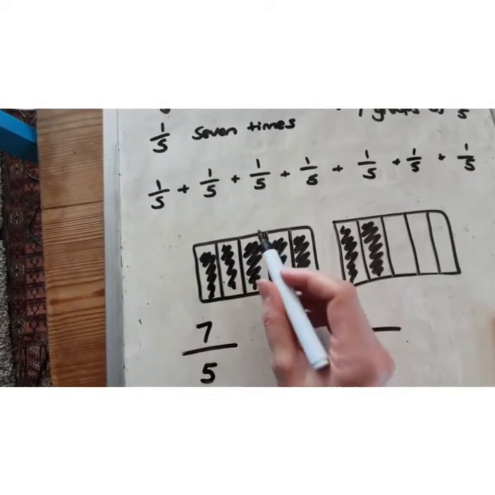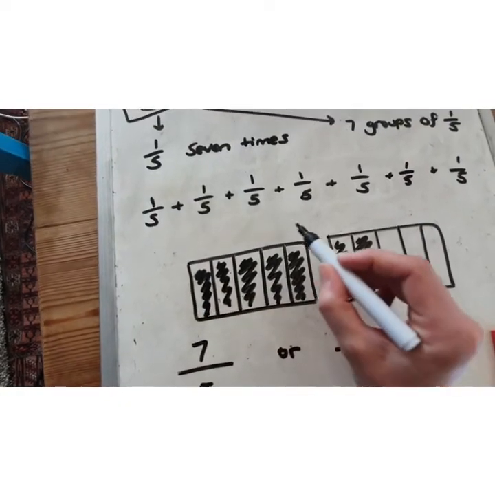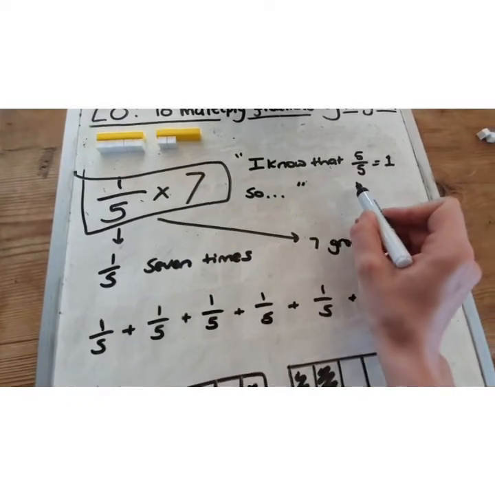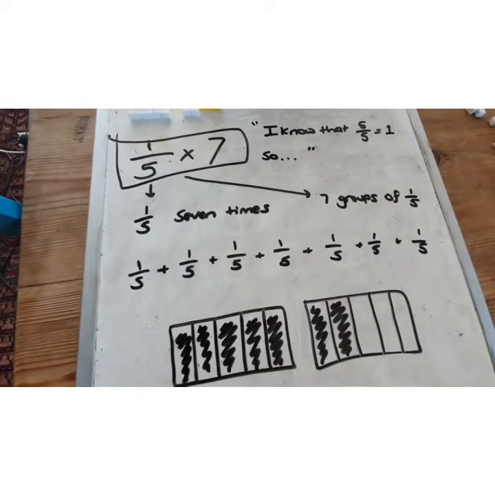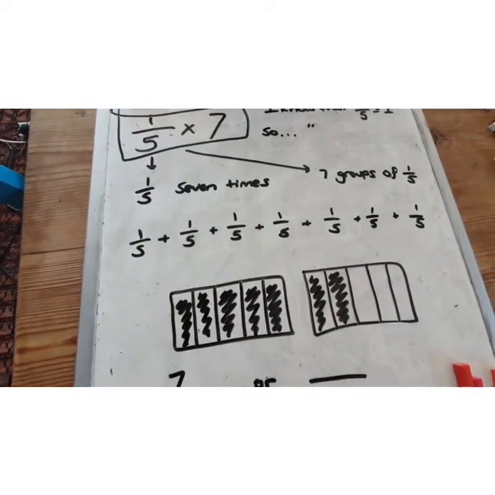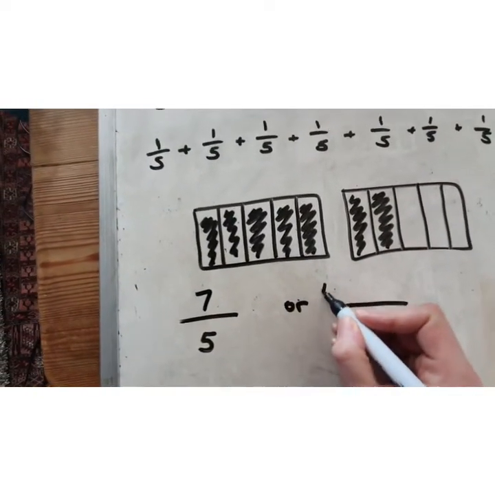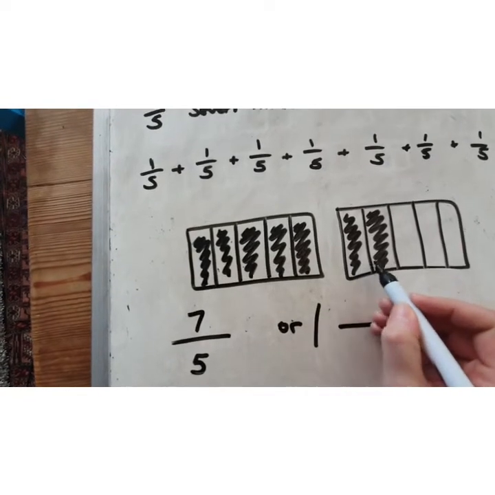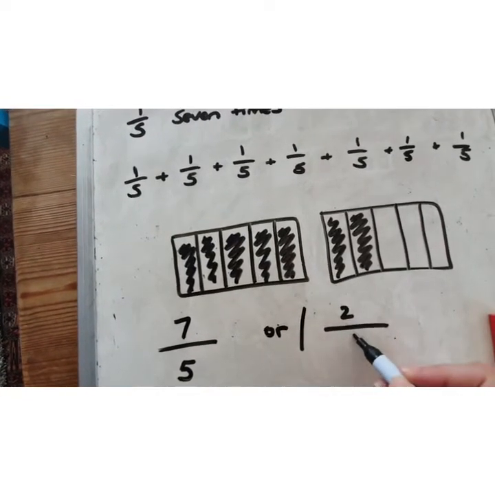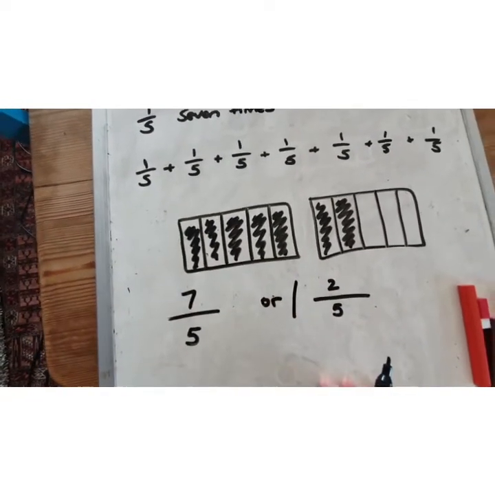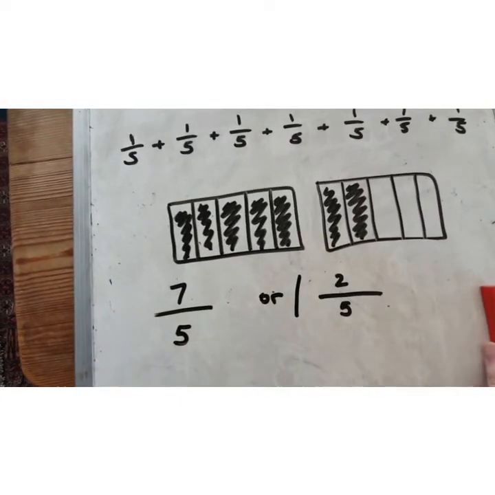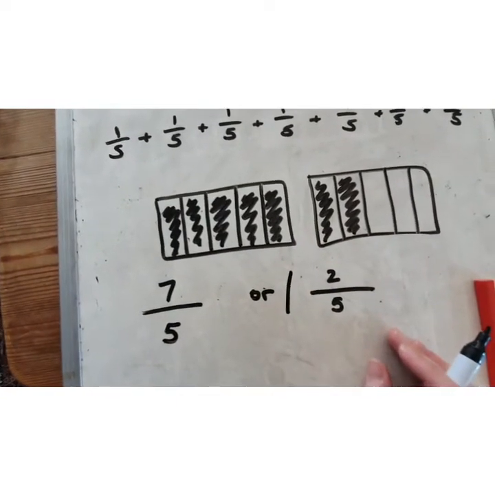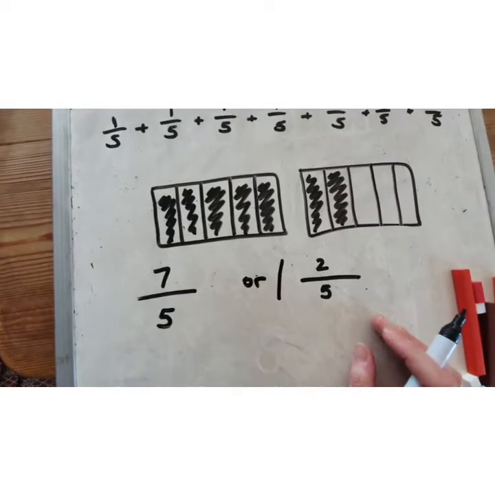Or you could say we have 1 whole, because I know that 5/5 is 1 whole. So if you've got more than 5/5, you're going to end up with more than 1. So you could say I've got 1 whole and 2/5. Both fantastic answers. And if you'd like a challenge today, you could give me your answer as a decimal.